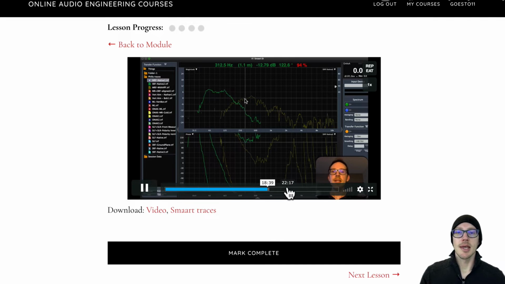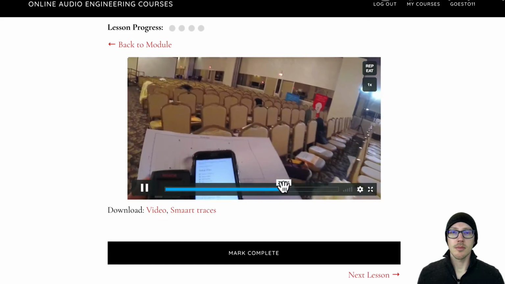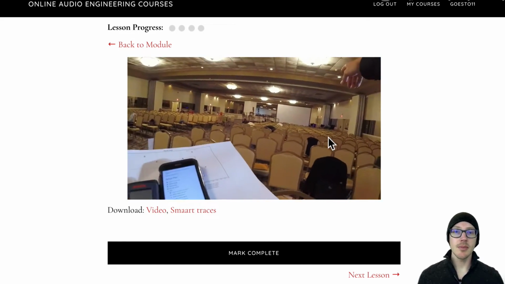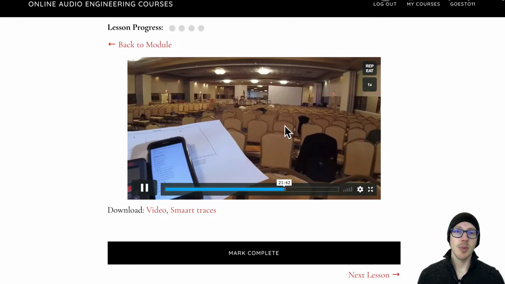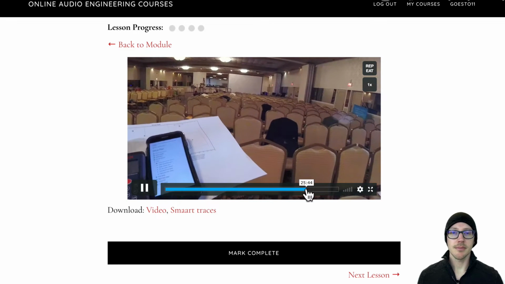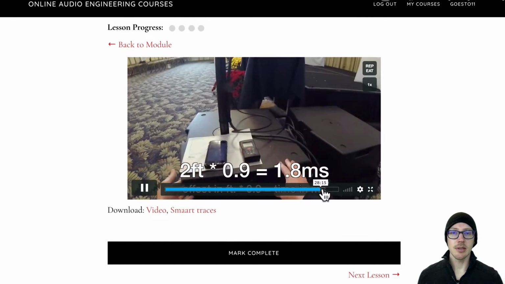So then every once in a while I'll pause and do sort of a recap of some of the measurements that we did. And here it looks like I'm talking about the relationship between our mains and our subs. Here I think I'm talking about vertical and horizontal aim. Looks like I've got some microphones on maybe the edges of the audience. I think we're talking about EQ here.